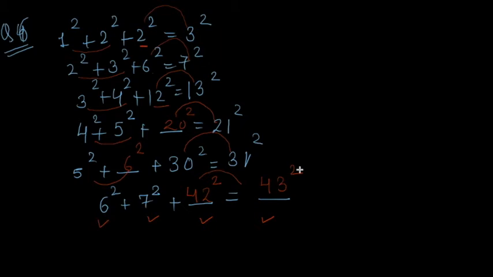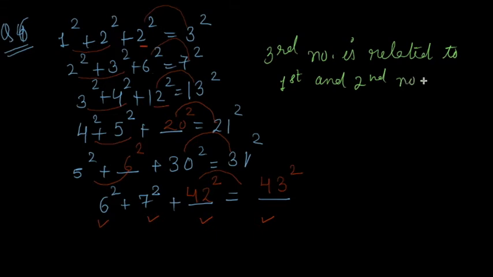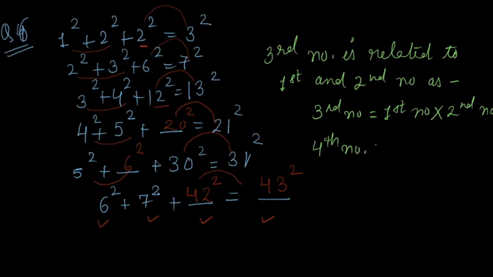So this is how you have to complete it, and you have to write the reason for it: how the third number is related to the first and second number, as the third number is equal to the first number into the second number. Okay, and the fourth number is related to the third number as the third number plus 1. So you have to write the reason also, that we will mention with this. Okay, you can pause the video if you want to note it down.